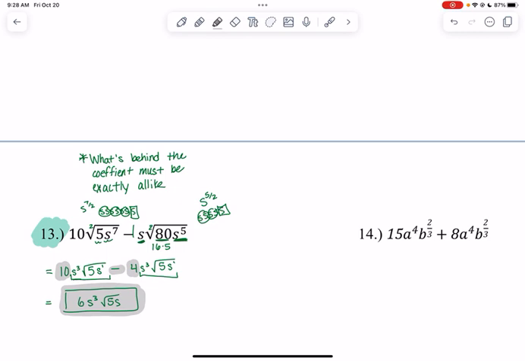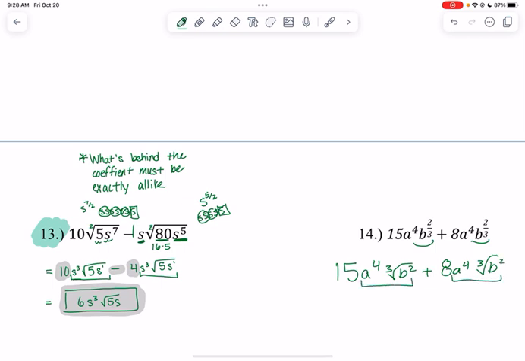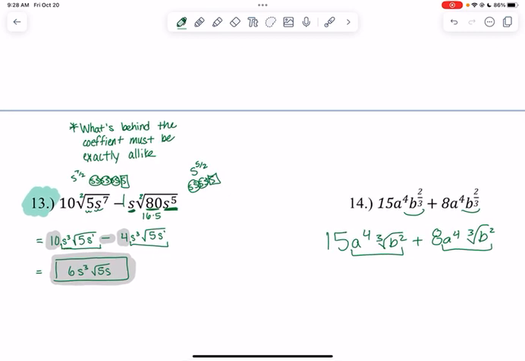So kind of similar, if we rewrite number 14, I'm just going to rewrite these variables that have fraction exponents in root form. So I'm going to rewrite this as 15 a to the 4th cubed root b squared plus 8 a to the 4th cubed root b squared. So that part that's behind your coefficient, behind the 15 and behind the 8, is exactly the same. A to the 4th cubed root b squared. So you're just saying, how many of them do you have? So 15 plus 8, 23, keep the like part.